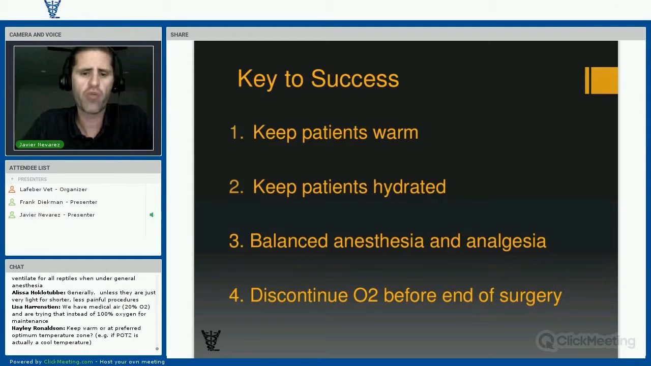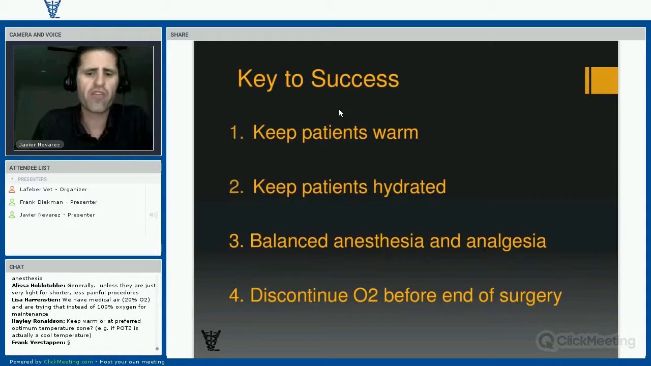I truly believe that that's one of the main reasons a lot of people struggle with reptile anesthesia: these animals are not at the proper temperature, they're not hydrated well enough, and they metabolize the drugs a lot slower. You have to make sure you're using balanced anesthesia and analgesia. That also is going to help when you're bringing the lower dosages of these anesthetics and reducing the dose of your anesthetics. It's going to reduce the side effects, and it's also going to allow them to metabolize these drugs a little bit faster, especially things like ketamine that can be a little bit tougher to metabolize in certain species. And last but not least, you have to discontinue the oxygen before the end of the surgery.